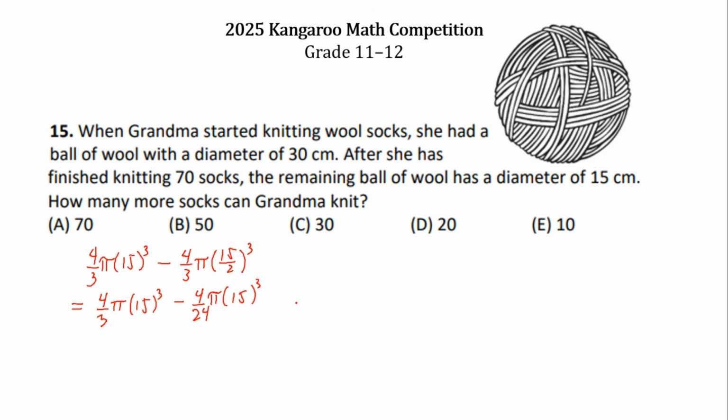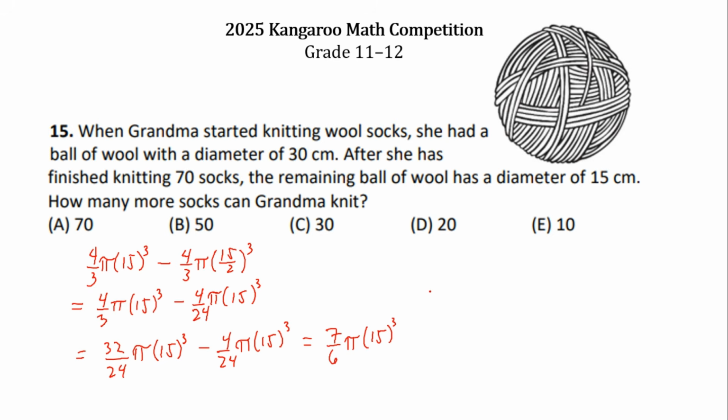So I'm going to get the LCD. So we have 32 over 24 pi times 15 cubed minus 4 over 24 pi times 15 cubed. So we're going to get 7 over 6 pi times 15 cubed. Alright, now if we divide 7 over 6 pi times 15 cubed by 70, we get the volume or amount of wool used per sock.